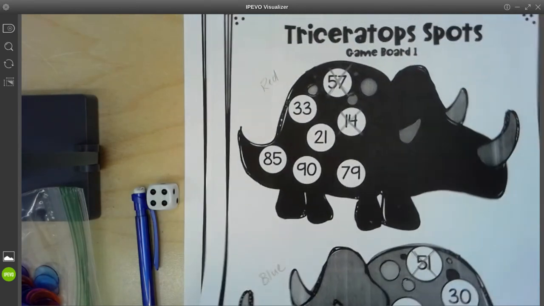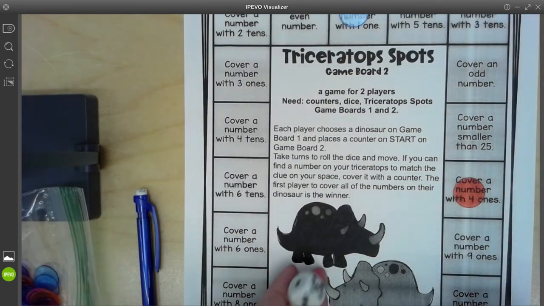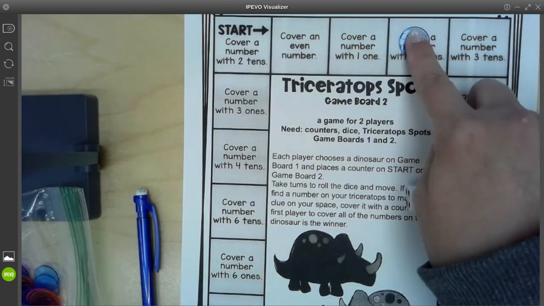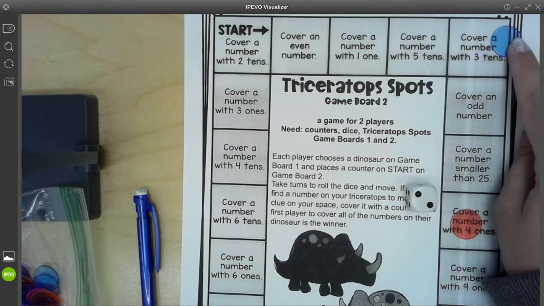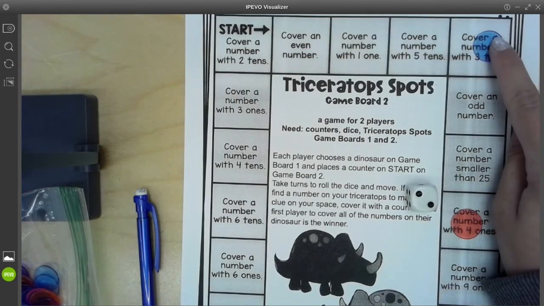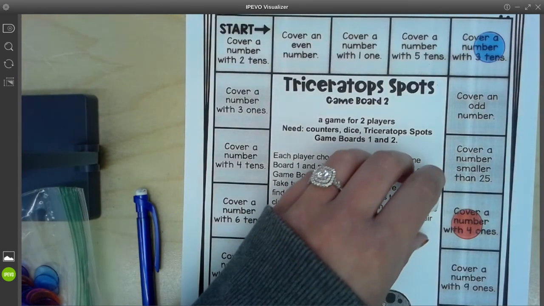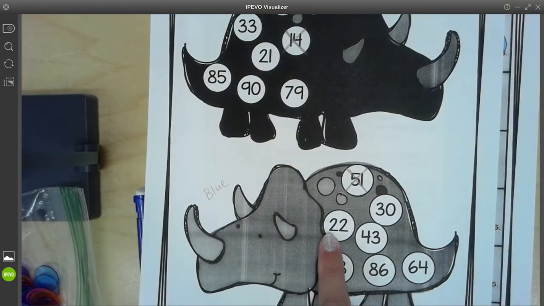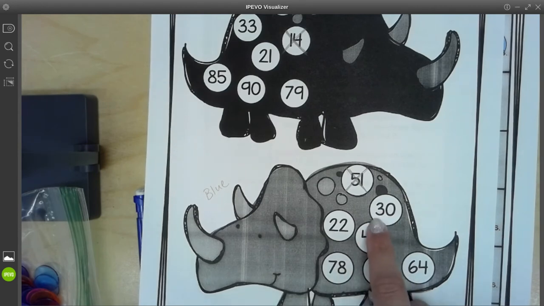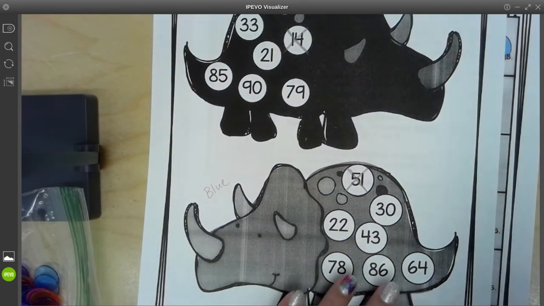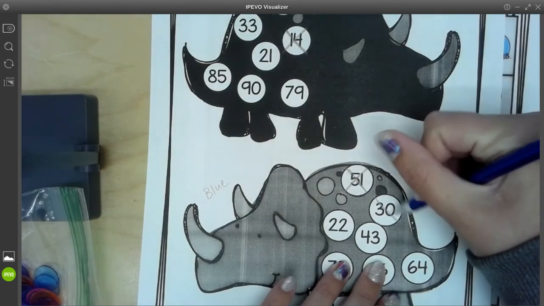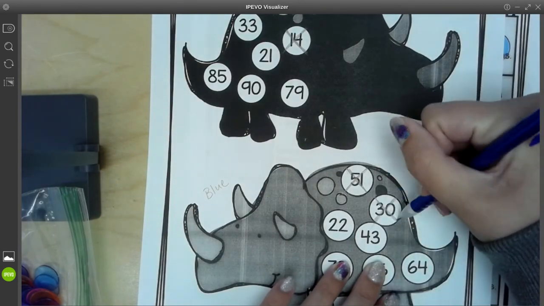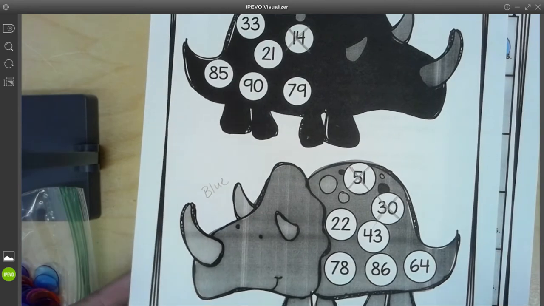Okay. Going to go back to blue's turn. Roll it. They got 2. 1, 2. And it says cover a number with 3 tenths. So we got to look at their board. Do they have one that has a 3 in the 10 spot? So we got 2, 7, 4, 3. 30 has a 3 in the 10 spot. I'm going to mark that off for them. So again, they're tied. They both have 2 marked off.